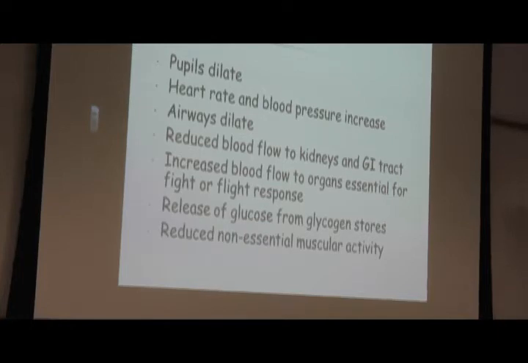So again, preparing the body for those exercise times, emergency times. Airways allow more air to enter the lungs, so they dilate as well. That's pretty good. What about blood flow to your kidneys and your digestive tract? Yeah, we're going to shut that down because we don't really care about digesting food and urinating if you're running for your life, right? So we're going to shut down anything that's not essential for muscular activities. We'll shut down your digestive tract, shut down the kidneys, all that good stuff.